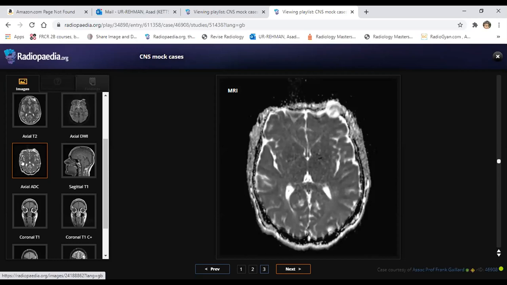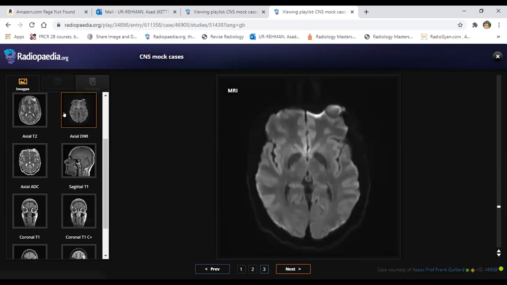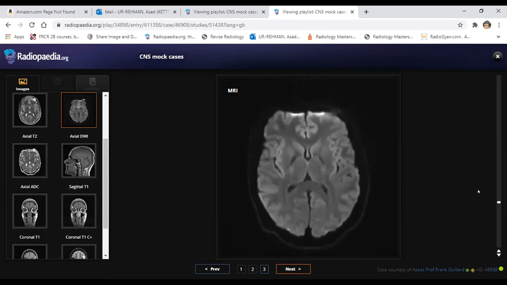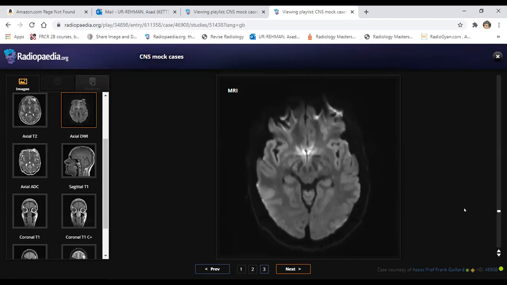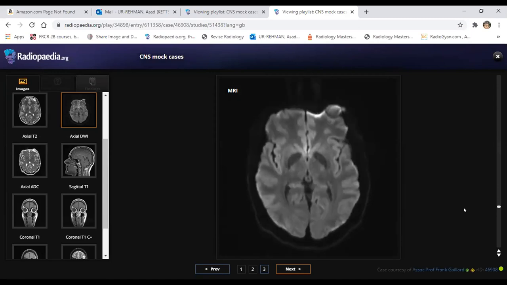Is it? Let me see the diffusion. One second. Yeah. Okay. So can you conclude your findings, please? Yeah, there is an extraorbital lesion at the supralateral corner of the left orbit with some calcification, and that is causing local destruction and mass effect, and it is showing enhancement post administration of contrast.